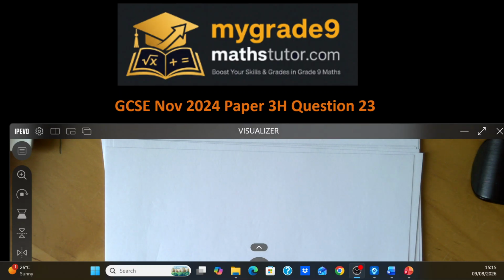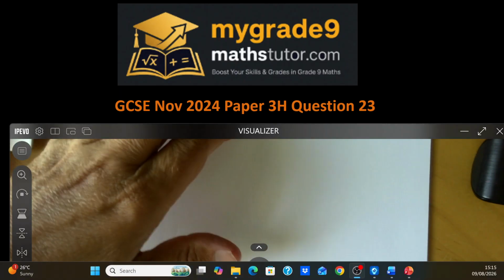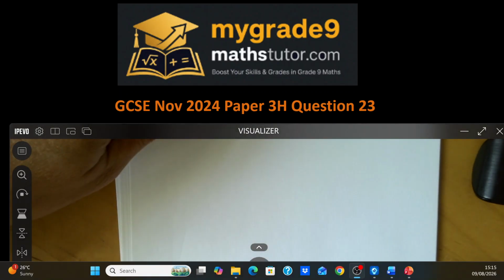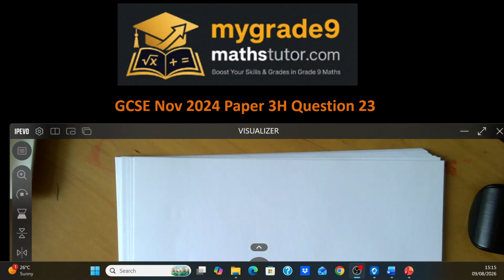Welcome to feedback on November 24, paper 3H, question 23. Remember, you should have had a go at this question. You've looked at the mark scheme and you're not quite sure how you could have got 4 marks. So this is a walkthrough of how to answer the exam question. There's bits of the maths that I just expect you to know, or you need to go and revise separately. So this is just how to answer the exam question.